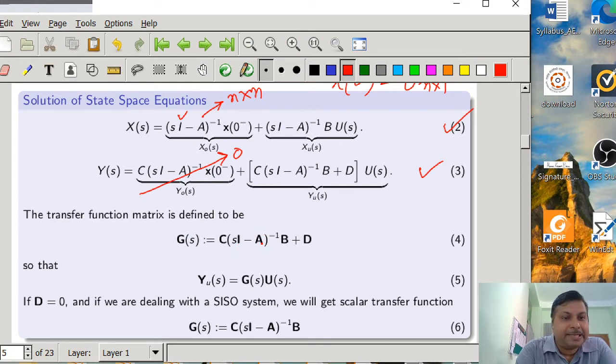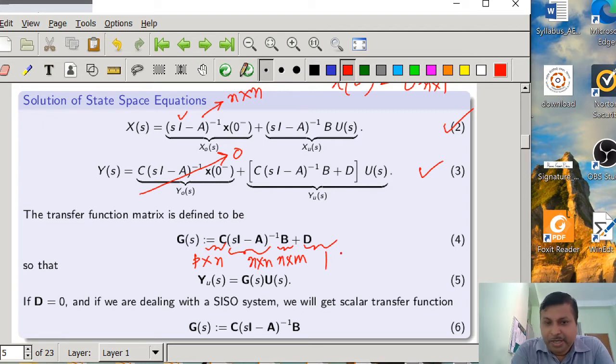The dimension of A is n by n, and sI is also n by n, so the subtraction definitely results in an n by n matrix. What will be the dimension of the B matrix? Because we have m inputs, the dimension of B will be n by m. What will be the dimension of the C matrix? We have p outputs, so it has the dimension of p cross n. And what will be the dimension of the D matrix? It will be p by m. So now you find that ultimately C (sI - A)^-1 B gives the dimension of the transfer function matrix, that is p by m.